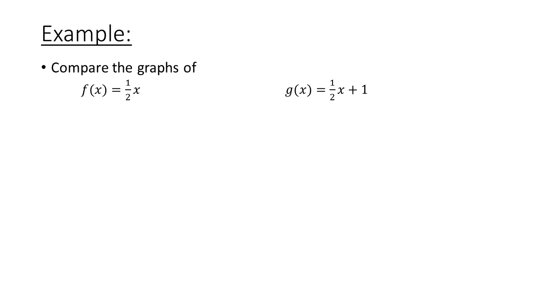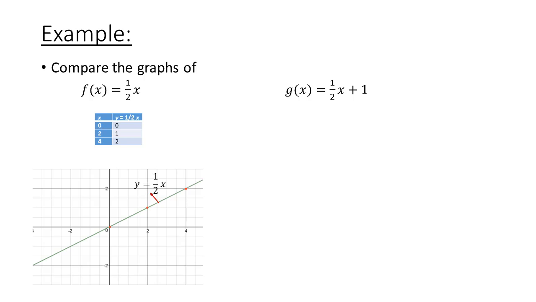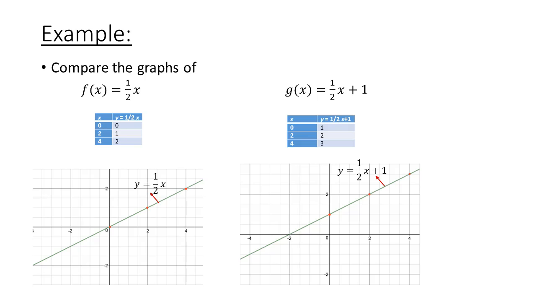Let's compare the graphs of f of x equals 1 over 2x and g of x equals 1 over 2x plus 1. These are linear functions, so the graphs are just simple lines. We can create a table of values and obtain the graph of f. We can do the same for the second function and get the graph as another line. You can see the difference.